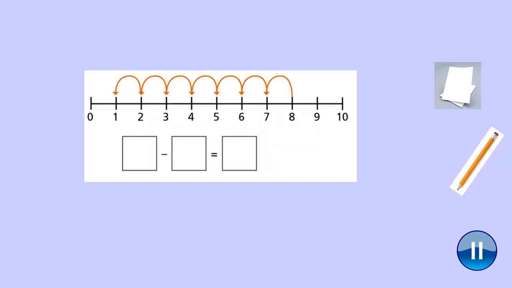This one is a little bit different. The jumps are on the number line, but the number sentence is completely blank. I would like you to write the number sentence. Think about where we start. Which number did they start on? That's the number that your number sentence is going to start on. Then you need to work out how many jumps and what the answer is. Pause the video while you write your number sentence, and then we'll go through the answer on the next slide.